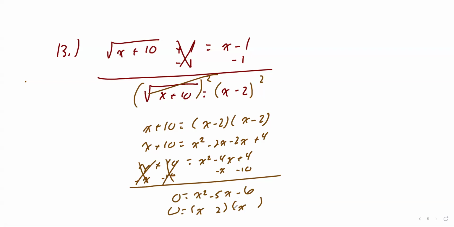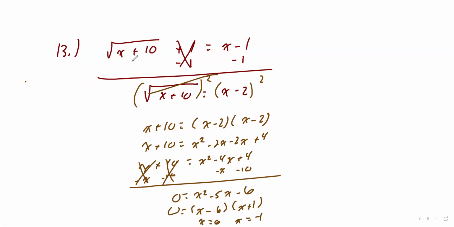So this would be 2 and 3. Nope. 6 and 1. This would be negative, this would be positive. So that multiplies to negative 6, adds up to negative 5. That means x equals 6 and x equals negative 1.